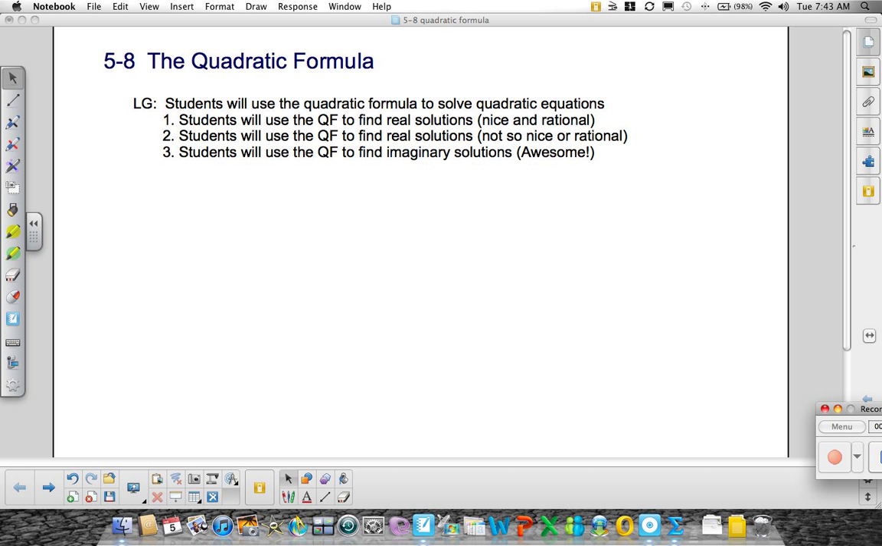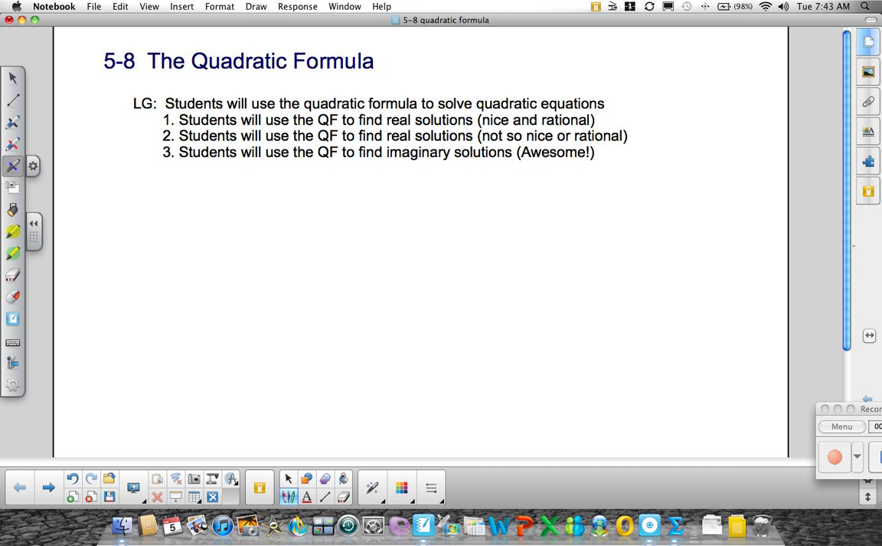So in this section, we're going to talk about the quadratic formula. There's three things we want to be able to do because we want to use the quadratic formula to solve equations. So we're going to look at three different types of equations. We're going to look at equations that have real solutions that are real nice, rational, everything works out and simplifies nicely. Then we're going to look at equations that have real solutions that are not so nice or rational. And then we're going to look at using the quadratic formula to find imaginary solutions, which is awesome.